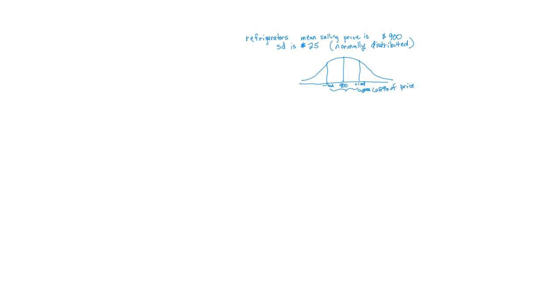Now, what are those numbers? All you have to do is just do 900 minus 1 standard deviation. They're going to tell us what the standard deviation is, 25. So we're going to subtract 25, and we're going to add 25, because it's 1 standard deviation on either side. So it's real simple. All we have to do is say that it's between 875 and 925. 68% of our store prices should be in that interval.